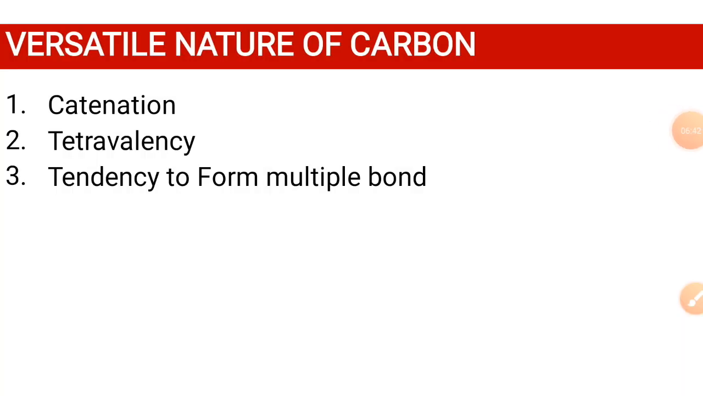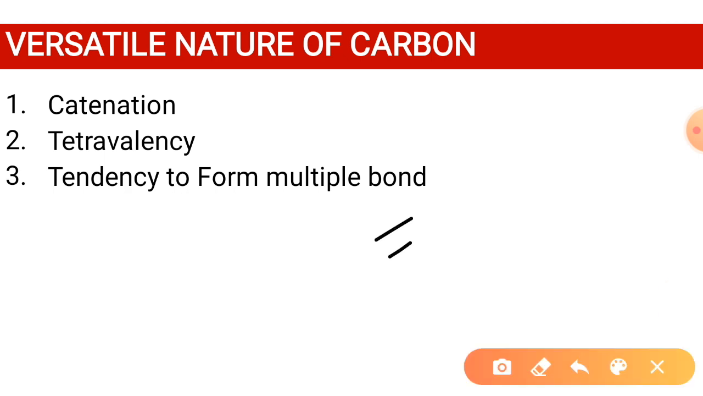Now I will present one fact. The estimated number of carbon compounds known today is about 3 million. But now the question is, which property or properties of carbon are responsible for the formation of such a large number of carbon compounds? We must think about it. So basically students, the three factors which are responsible for the versatile nature of carbon are catenation, tetravalency and tendency to form multiple bonds. Now we will understand each one of them.